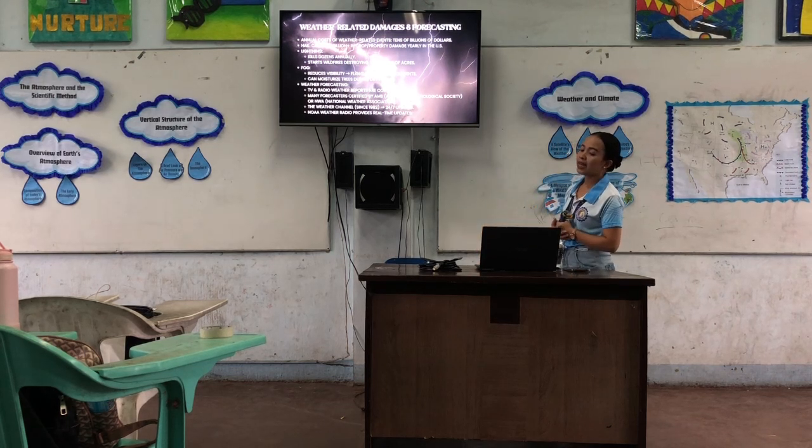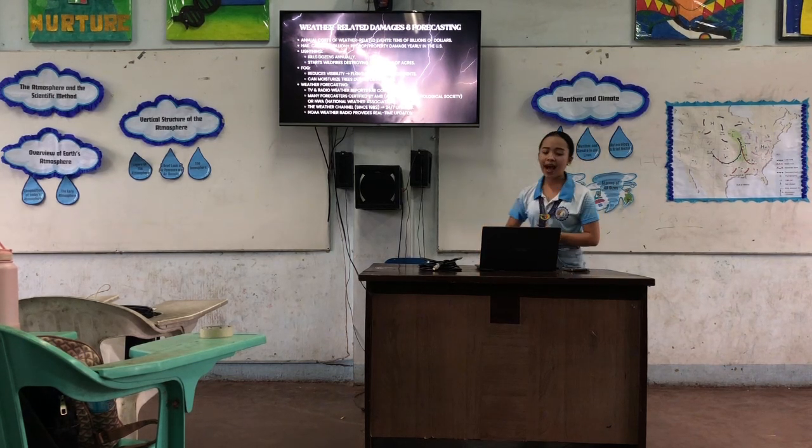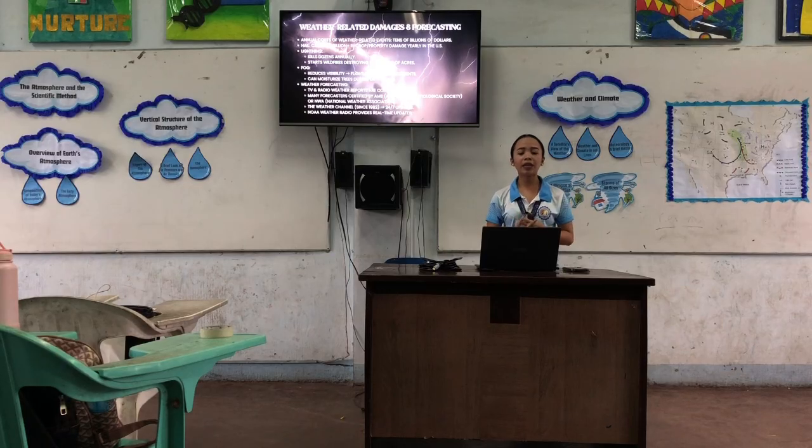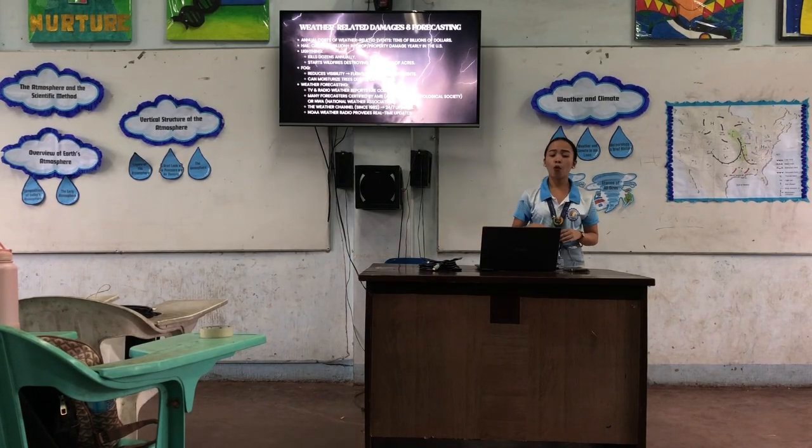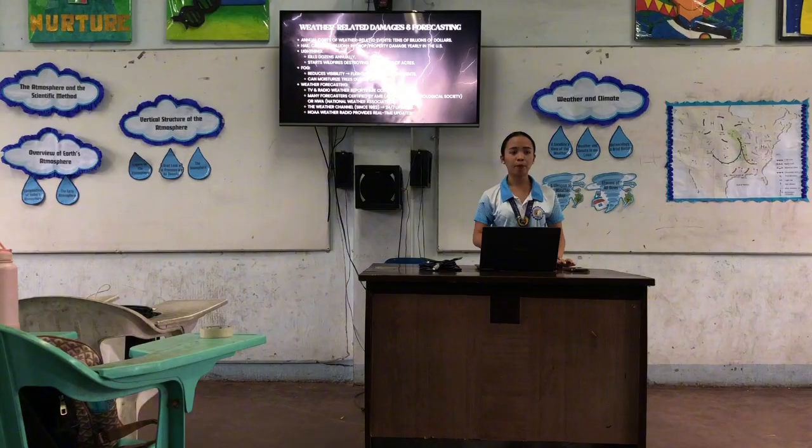So in weather-related damages and forecasting, the annual costs of weather-related events are tens of billions of dollars. Hail causes 1 billion plus in crop or property damage yearly in the US.